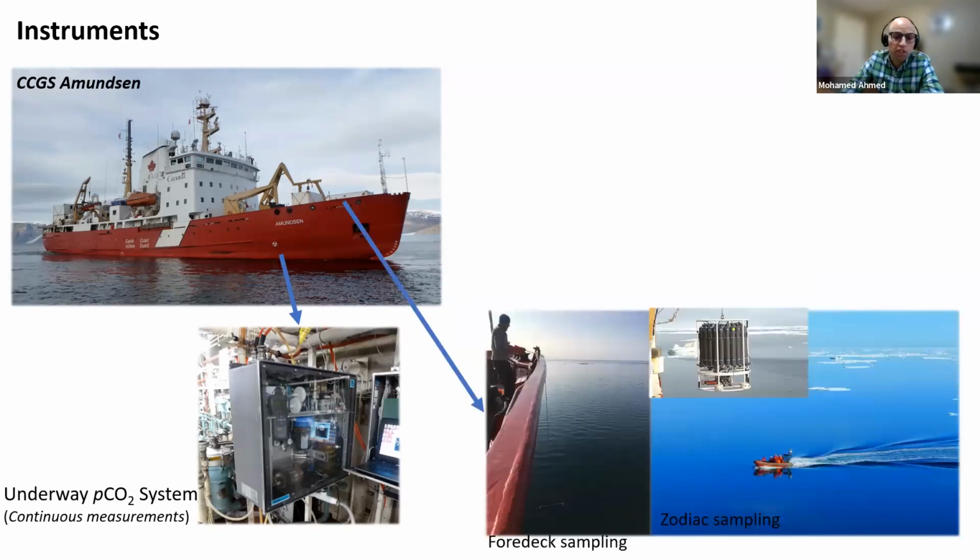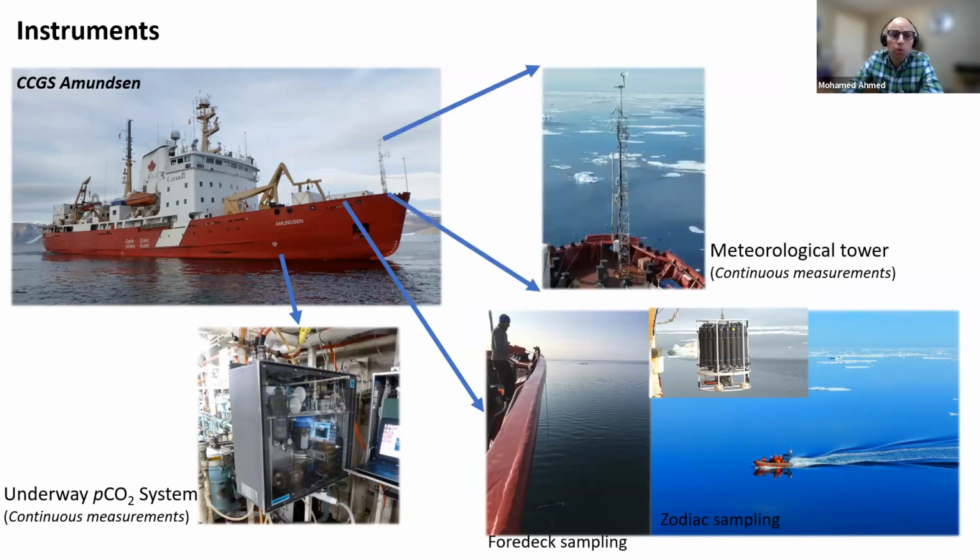We also collect discrete samples, similar to what Margaret mentioned in her presentation. Sometimes we go even off the ship and collect data. We also have a meteorological tower to do continuous measurement for the atmosphere. So we're collecting wind speed, air temperature, the concentration of CO2 in the atmosphere, etc.